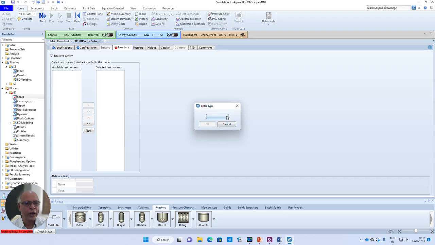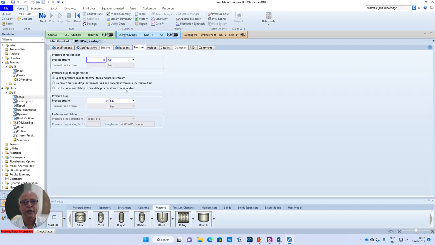This is where you need to be careful. Earlier we have been choosing either power law or general model to represent the kinetics. Now I would like to choose LHHW kinetic model. Please address all these issues. By default it may not go.